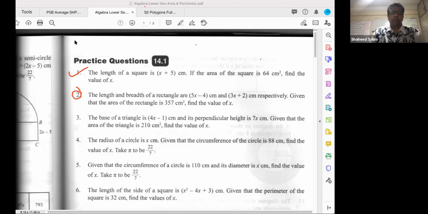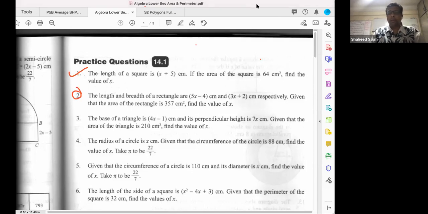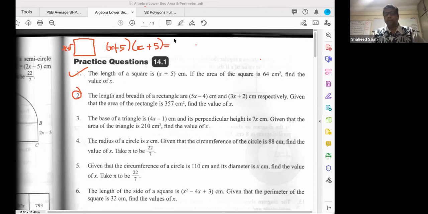Now they have a square down here. Akila, are you able to understand the question? So down here, this is the square. One side is x plus 5. So if you want to find the area, it is length times length, right? So you get x plus 5 times x plus 5. Now, what do you need to do? You need to expand this, equals to 64.